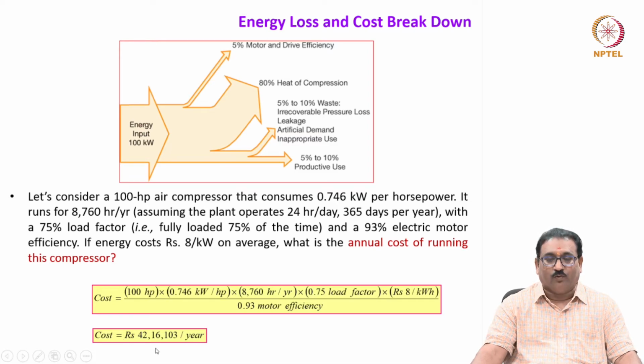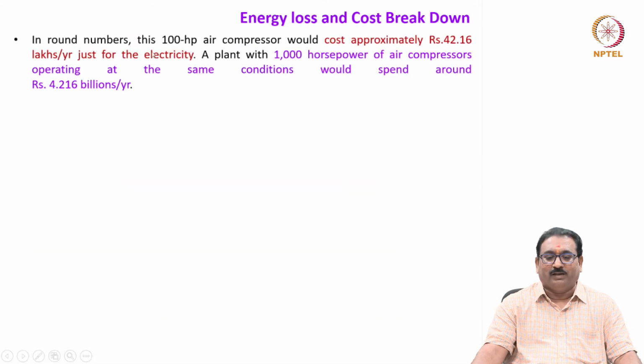Electricity, how much we are using. In round numbers, this 100 HP air compressor would cost approximately rupees 42.16 lakhs per year just for the electricity. If you assume a plant with 1000 horsepower of air compressors operating at the same condition, it would spend around, see, billions of rupees per year.